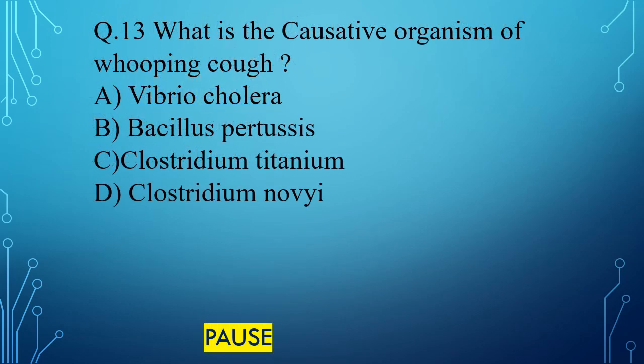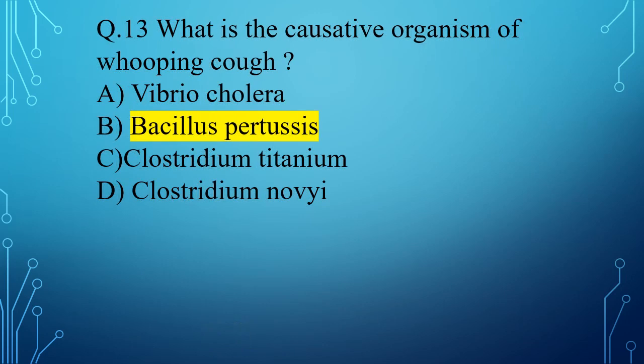Question number 13. Which is the causative organism of whooping cough? Option A Vibrio cholerae, option B Bacillus pertussis, option C Clostridium tetani, option D Clostridium novyi. And the right answer is Bacillus pertussis.